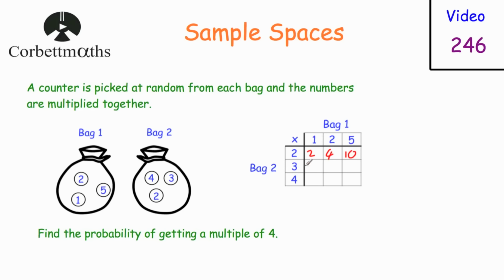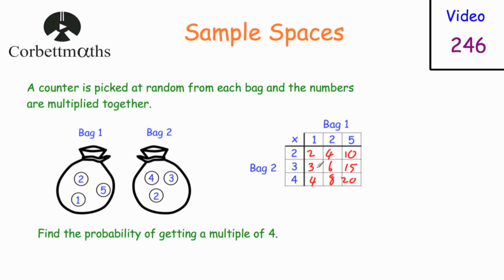We could get a 1 and a 3, well multiplying those together is 3. A 2 and a 3, well that would be 6, multiplying them. 5 times 3 would be 15, 1 times 4 would be 4, 2 times 4 would be 8, and finally we could get a 4 and a 5, or 5 and a 4, and that would be 20 when we multiply them. And the question says, what's the probability of getting a multiple of 4?